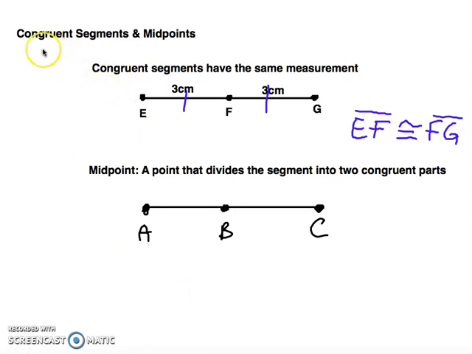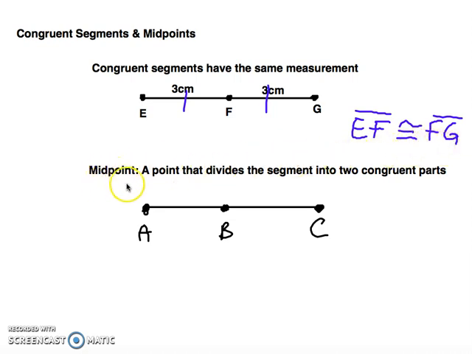On this page, it is telling us about congruent segments and midpoints. If we look down here, congruent segments have the same measurement. So here is our segment. Once again, EF equals 3 centimeters, as does FG. They both have the same measurement, 3 centimeters. So these two segments are considered congruent. So we write EF is congruent with FG.